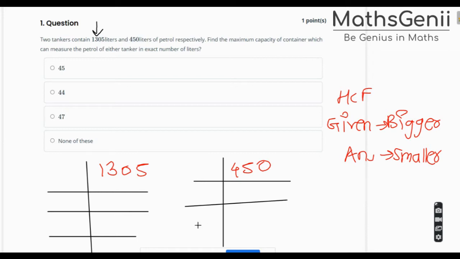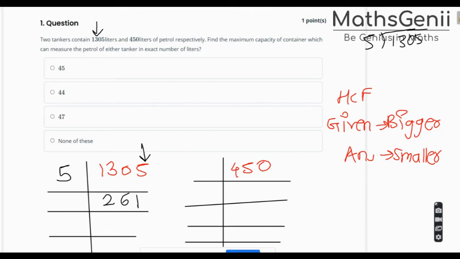Okay, so now let's factorize this. At the end you see 5, so I will start with 5. I'll divide this number by 5. If you are not able to write directly, you can divide like this also: 5 twos are 10, 2 remaining.